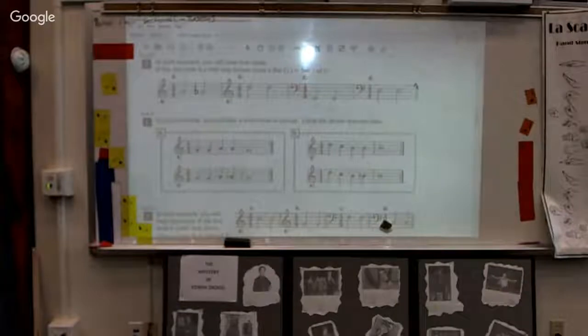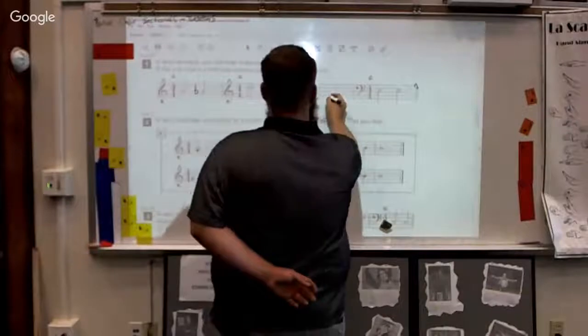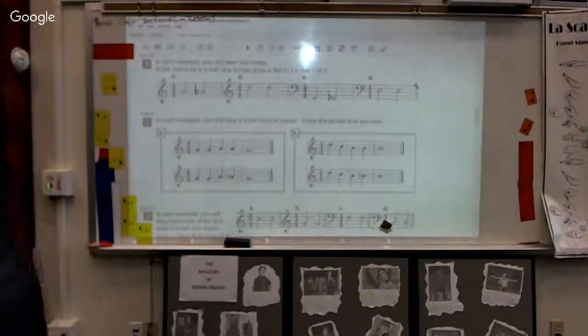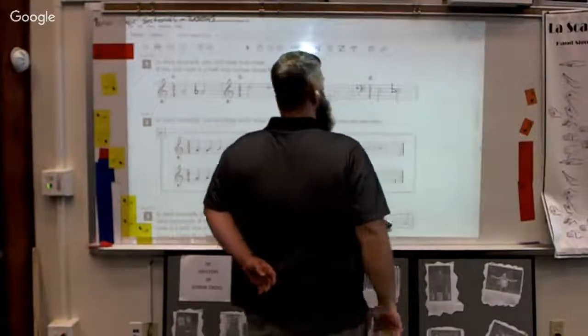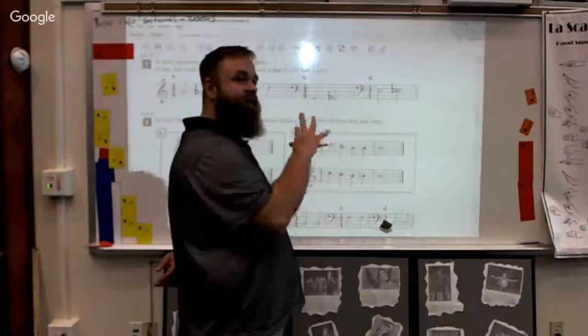Okay, B. Again. Same note twice, no change. C. C. Second note was lower, and D. Again. That's wrong, right? Yeah. They're both the same.